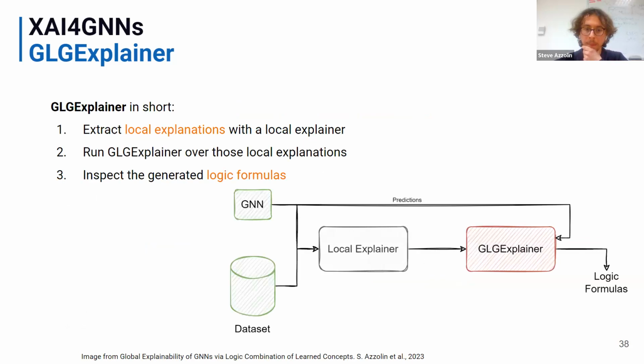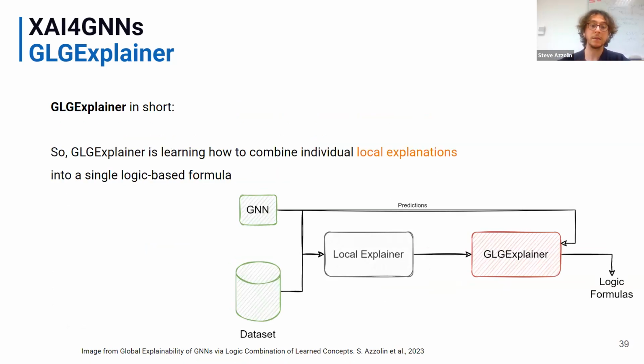Just to give you a brief idea of how GLG explainer works, it first extracts a bunch of local explanations with your favorite local explainer, for example, one of the algorithms that we saw in the left branch of the taxonomy. Then you feed those local explanations to GLG explainer, which is trained with the predictions of the model that you want to explain in order to spit out the final logic formulas. So from an abstract perspective, GLG explainer is learning how to combine the individual local explanations provided by a local explainer into a single logic-based formula.